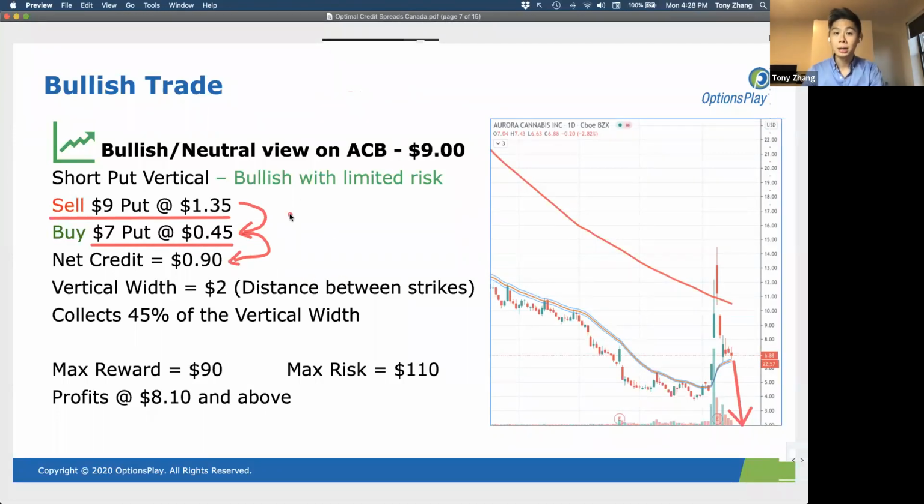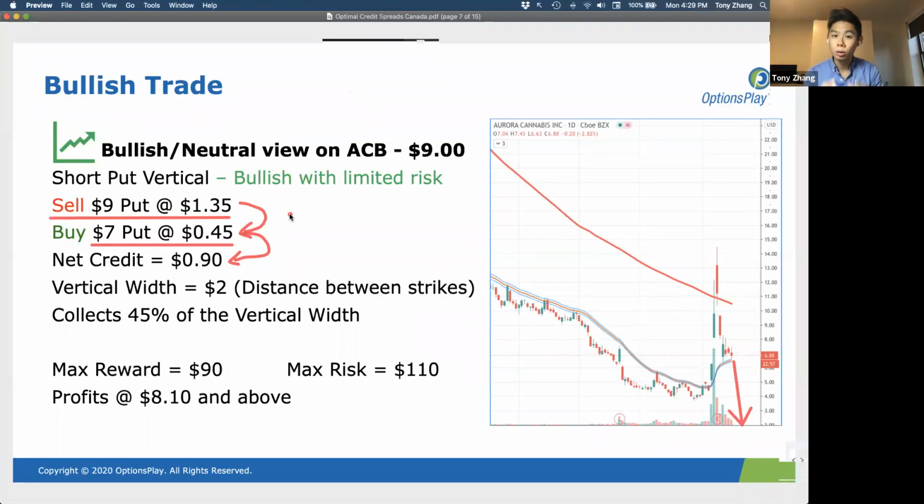90 cents on a $9 put is roughly 10% of the underlying stock's value that I'm collecting here in this credit spread. But before, when I sell a $9 put, I'm taking on $900 worth of risk per contract, because if the stock goes to zero, I lose $900. Because I don't want to take on that type of risk, what I'm doing is buying that $7 put.